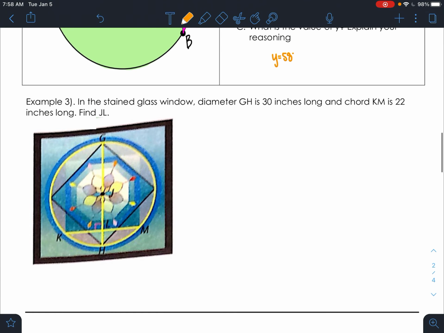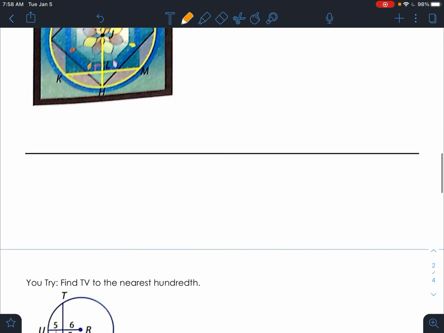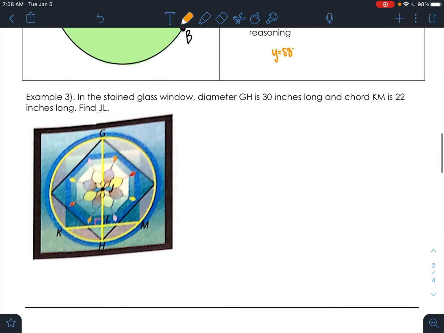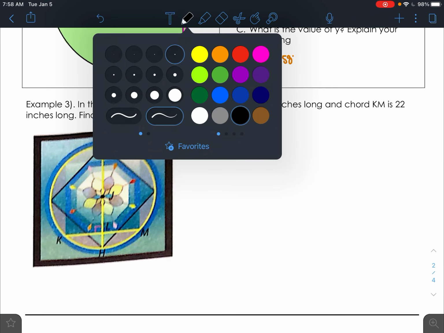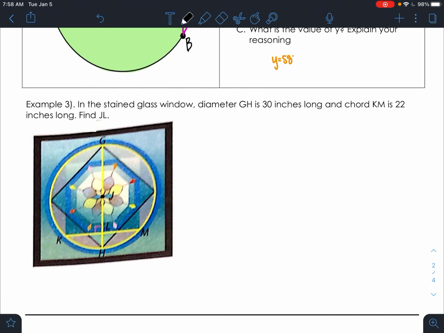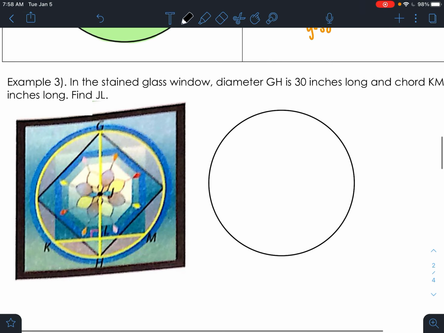Okay, now we're going to do example 3, and then from there, the rest of this is just kind of practice, and we'll still go through this. To do example 3, I think this picture is a little blurry, so what I'm going to do is actually redraw it, okay? I'm going to redraw this picture and just really highlight what I'm looking at. So I'm going to go ahead and draw my circle. I'm going to mark my center.